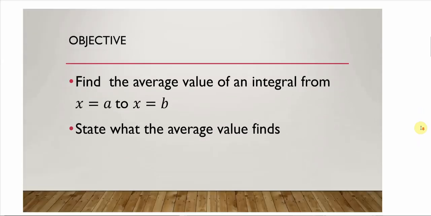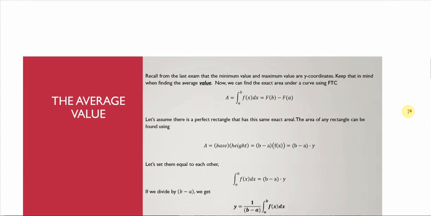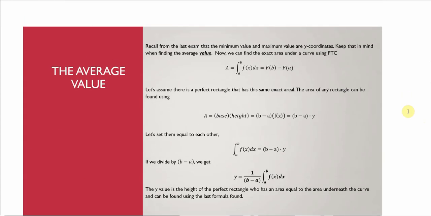Now, what's the objective? The objective is to actually state what the average value finds. And what is it that it's going to find? Well, I just stated it. It's going to help me find a y coordinate, but that y coordinate has some significance. And finally, the second thing you're going to do is find the average value of an integral from a to b. So let's go ahead and understand what the average value is.